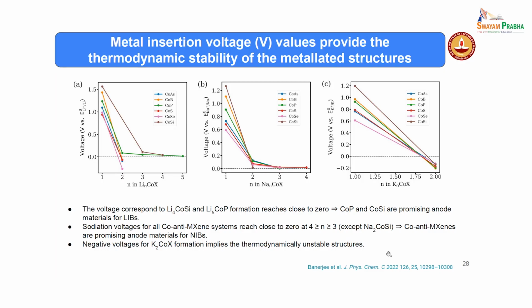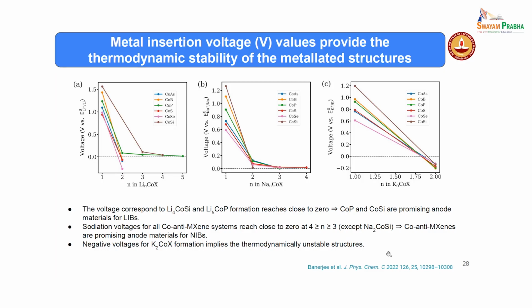So what did we want? The average voltage should be as low as possible. Why? Because your cell voltage will be high only when the anode voltage is low. So here, if you are using potassium, the anode voltage is very high. So we are not supposed to consider these materials as anodes for potassium ion batteries. That's what it suggests. So these are the voltages corresponding to Li4CoSi, and these are the ones.